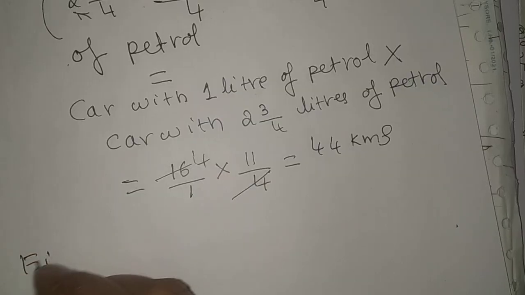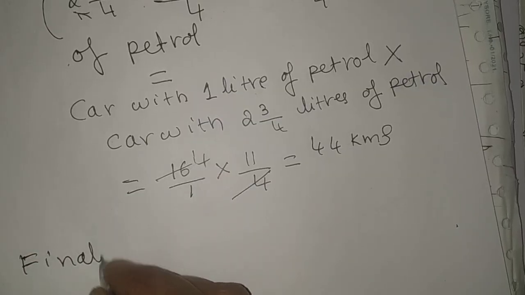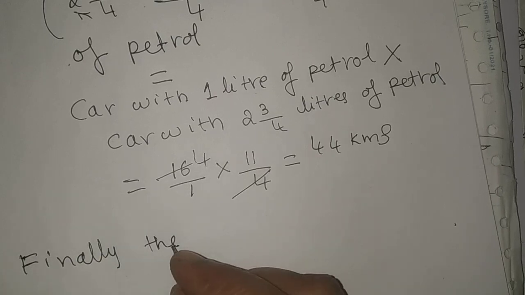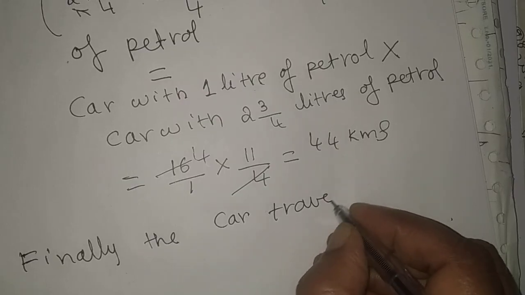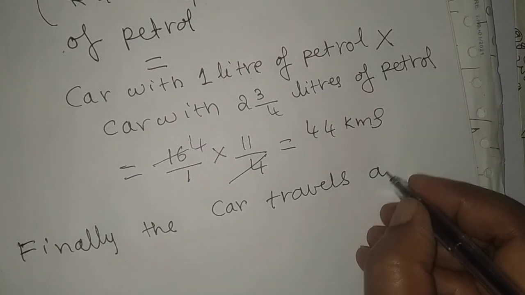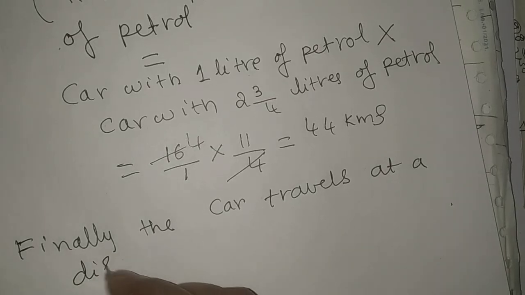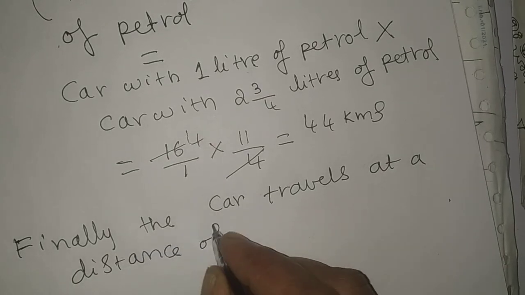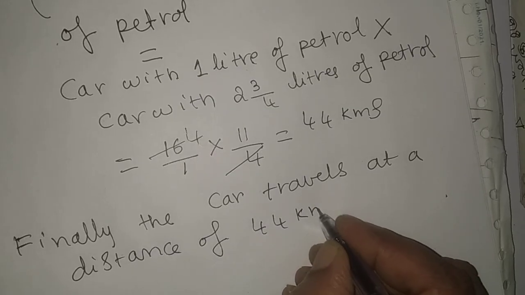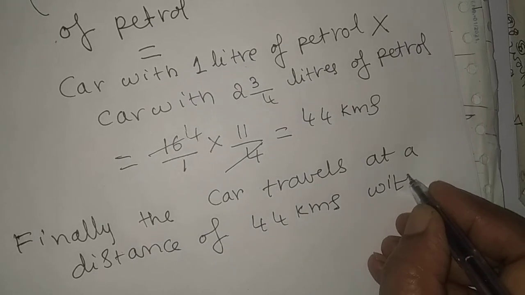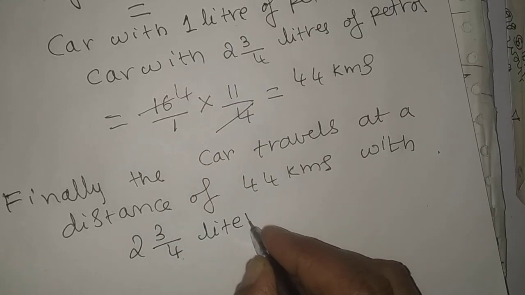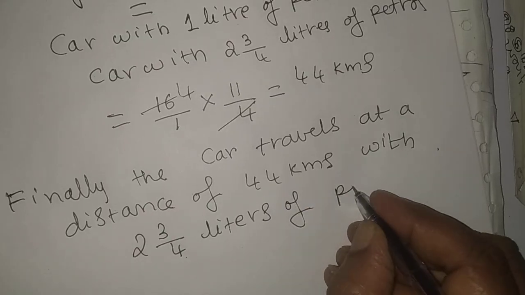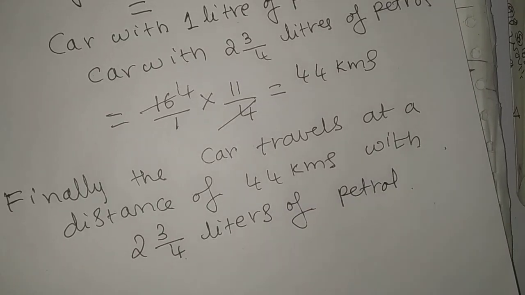Finally, the car travels a distance of 44 kilometers with 2 3/4 liters of petrol. This is the solution for question 7.